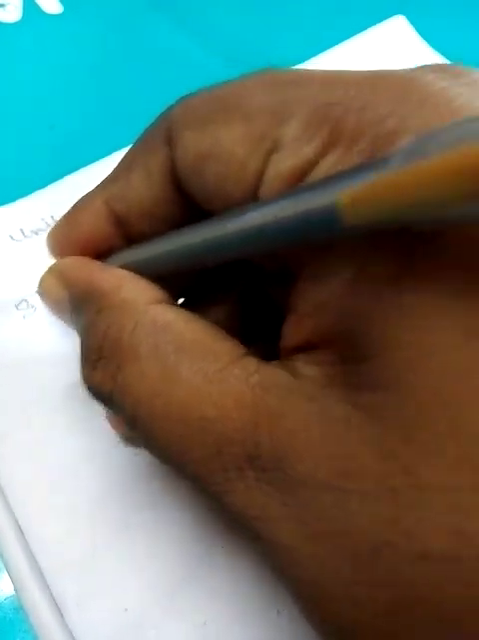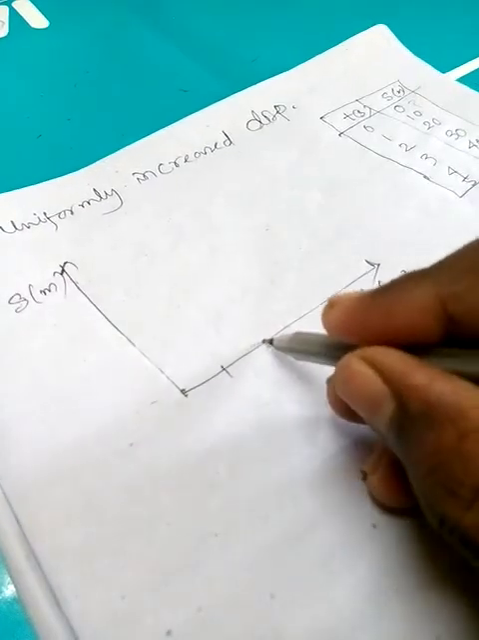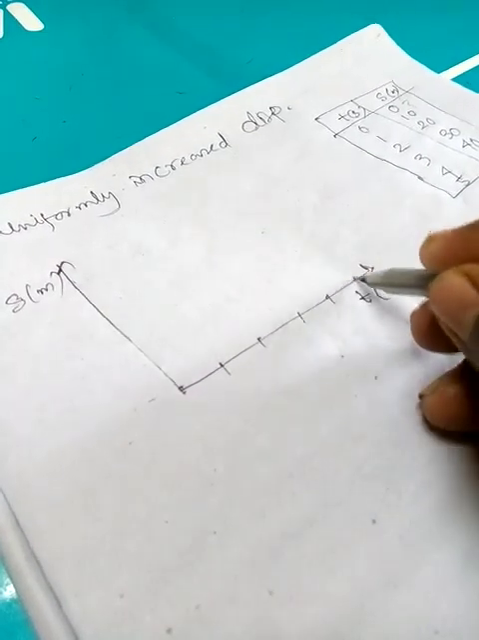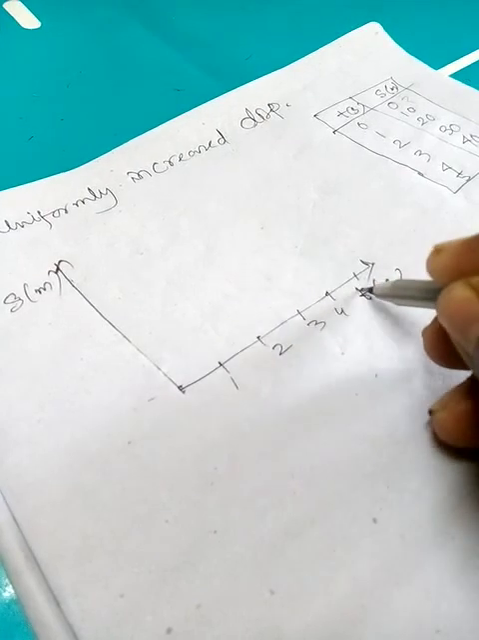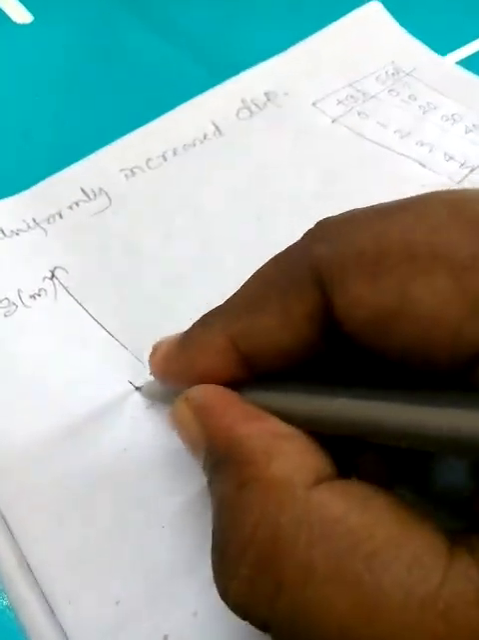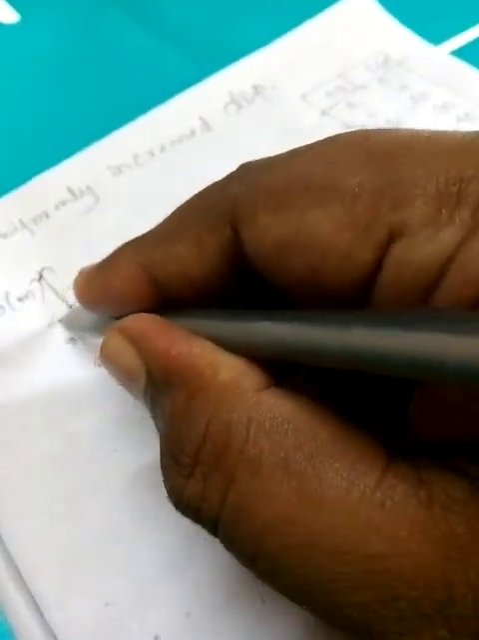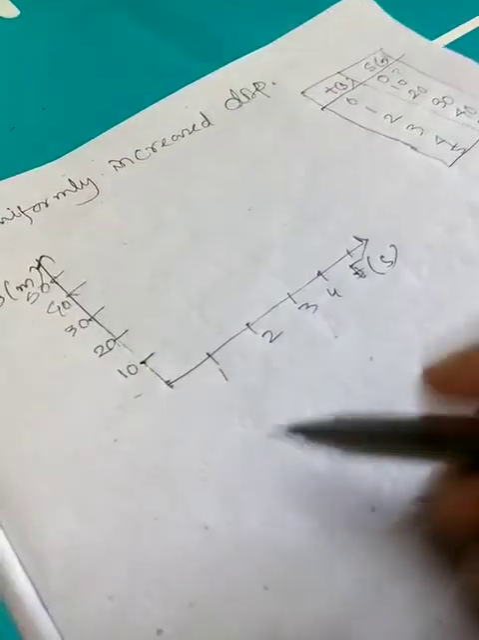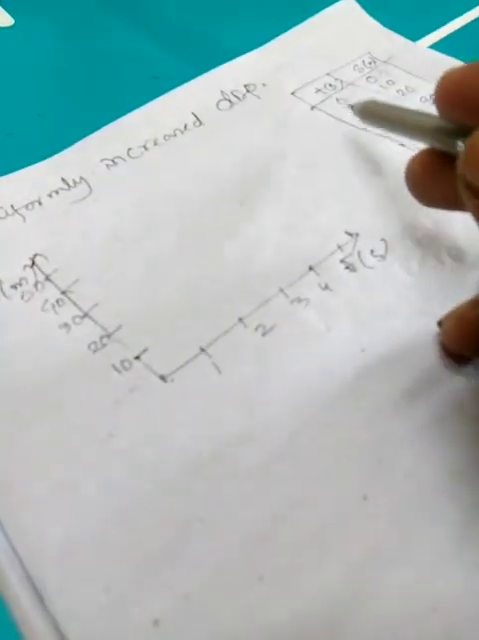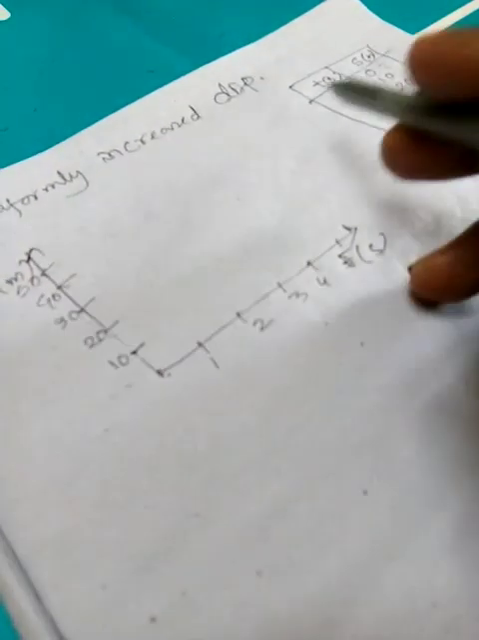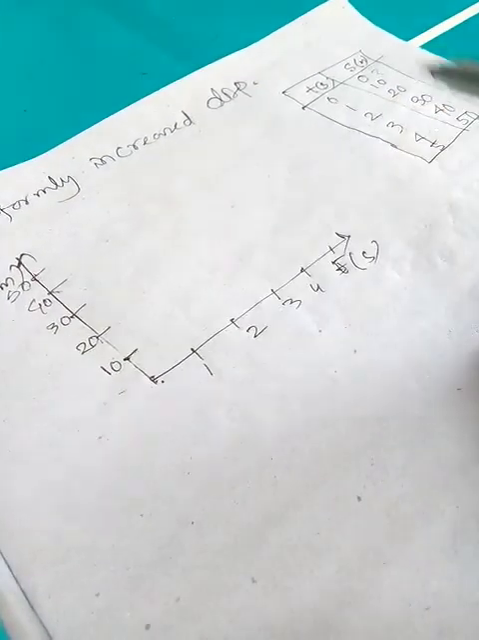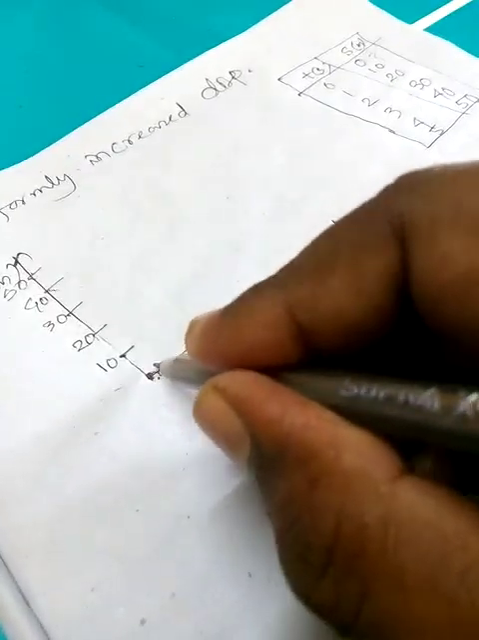Now if we draw it in a graph, along the x-axis we take time in seconds, and along the y-axis we take displacement in meters. So it is 1, 2, 3, 4 and 5, and we take the observation for 5 seconds. Then 10, 20, 30, 40 and 50. Now you see, at the exact starting the time is 0. Time 0 means it is the starting, so here the displacement is also 0.